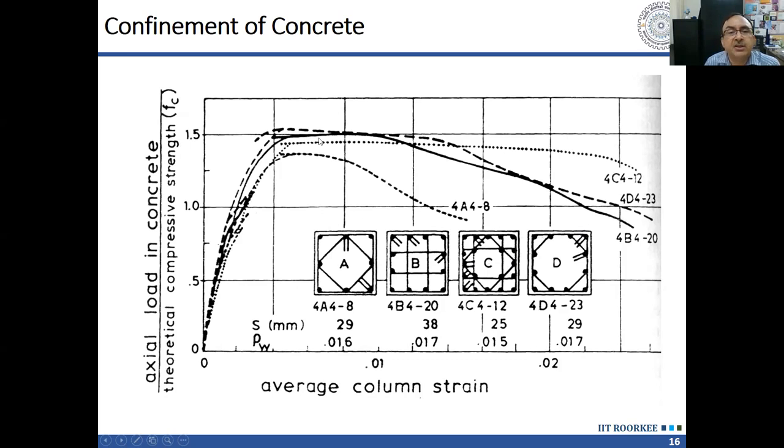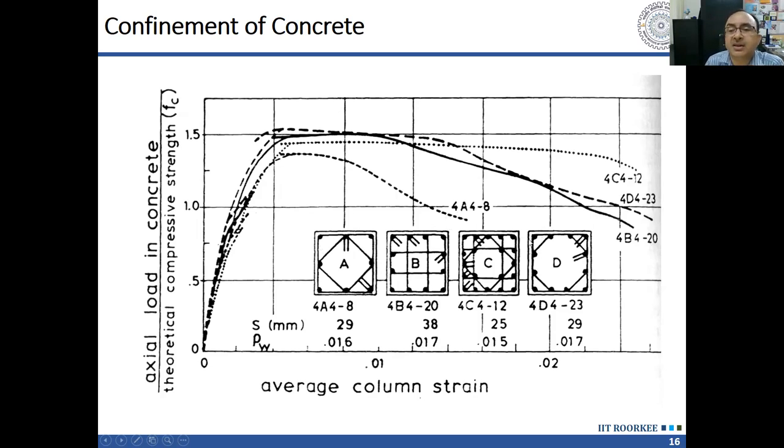And you can see here the best performance is given by C. The best confinement comes from the arrangement C. Arrangement B and D, these are giving more or less same stress strain curve. So you can see B and D, there is not much difference. B and D are more or less same. And A has the worst performance. It is having the minimum confinement available.